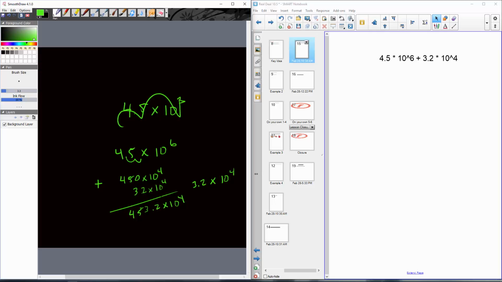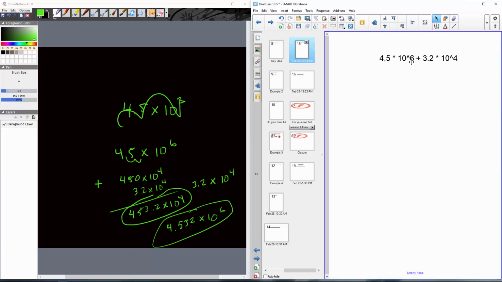Now the only problem is this is not in scientific notation yet. I've got to put it between the 1 and the 10 here. So it's got to go back 2 spots, right? So I'll have 4.532 times 10. And to get it back in the right location, I have to go back 2 spots, of course. So now instead of being 10 to the fourth, it'll be 10 to the sixth. And that is my answer here if I look at it. And that's really the lesson.